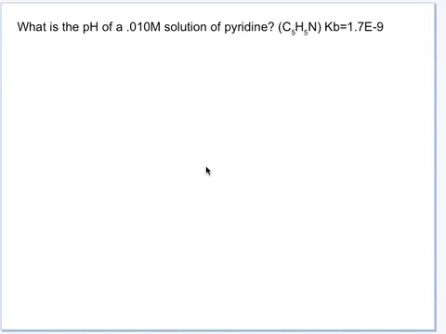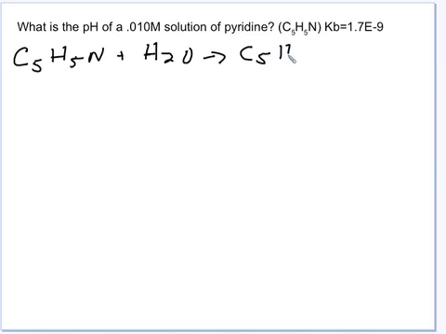Okay, so the first thing you should do is write the equation so you can figure out what happens. Pyridine is C5H5N, and when you put that with water, the water acts as the acid and donates its hydrogen. When you have a compound with a nitrogen on the end like this, a lot of times it acts like a weak base, so it's going to accept that hydrogen. You get C5H5NH plus (this should be a positive) and hydroxide (that'll be negative).